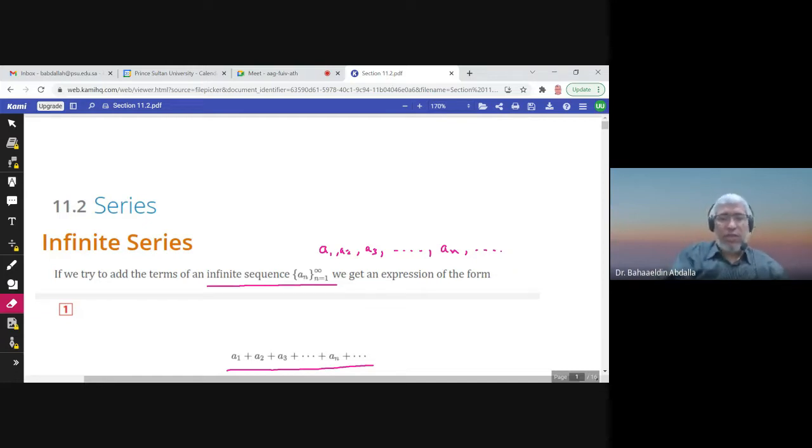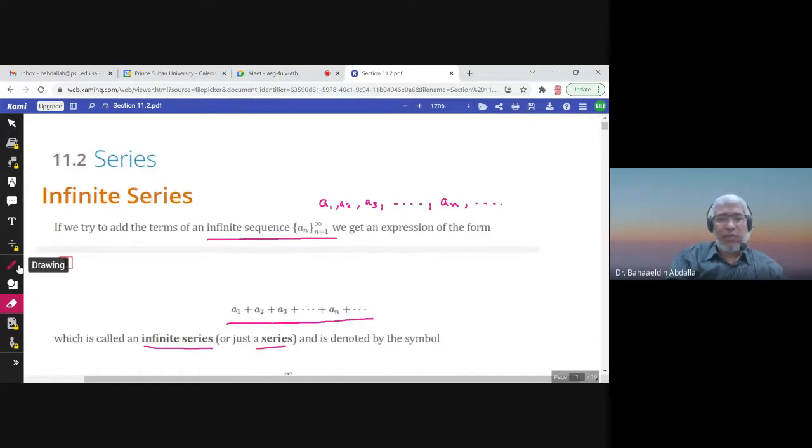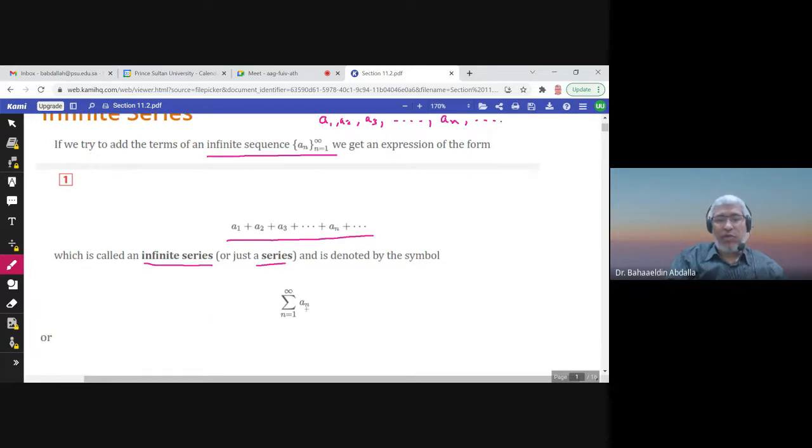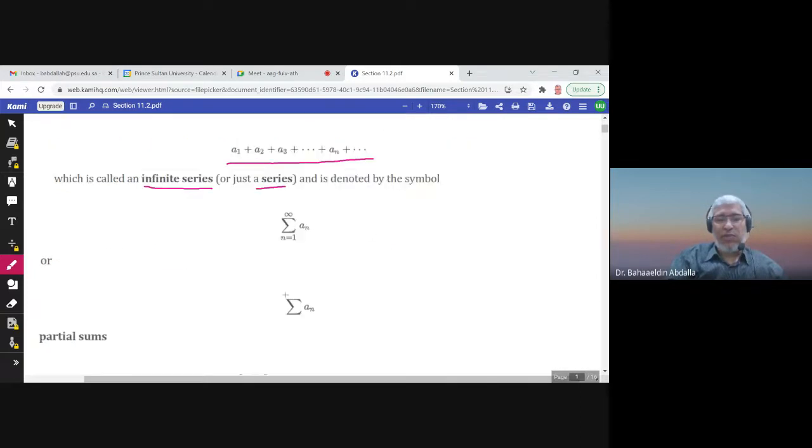This is the second lecture in section 11.2 about series. We studied an infinite series, and we said that there is a sequence a_n. We can call it the sequence of the terms of the series, and that the infinite series is the infinite sum of the sequence to infinity.